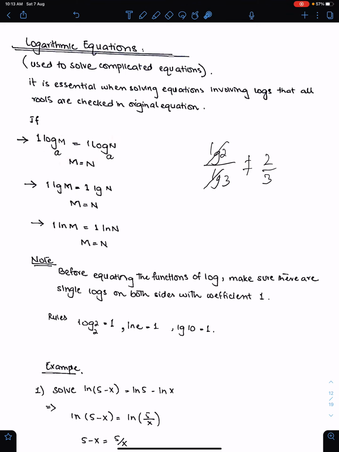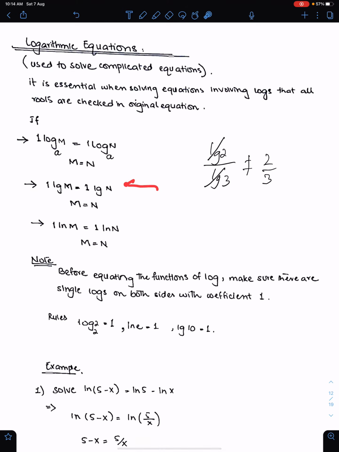You cannot cancel logs. See, if we have log 2 divided by log 3, you cannot cancel these two logs. If you cancel, you must get 2 upon 3, but you are not getting 2 upon 3. The answer of log 2 upon log 3 is not 2 upon 3. So you cannot cancel log. This is wrong. So never cancel logs on both sides. Just equate their functions.